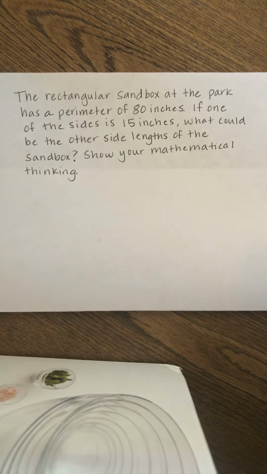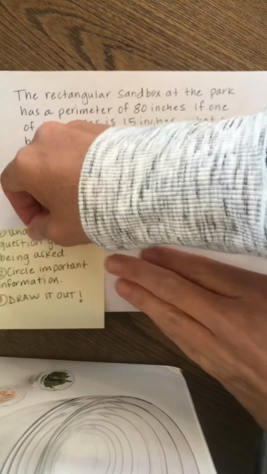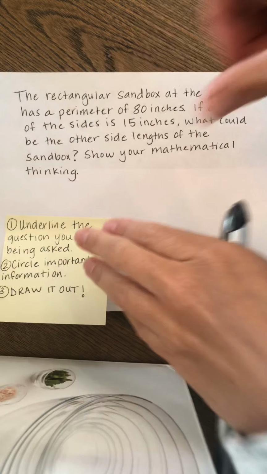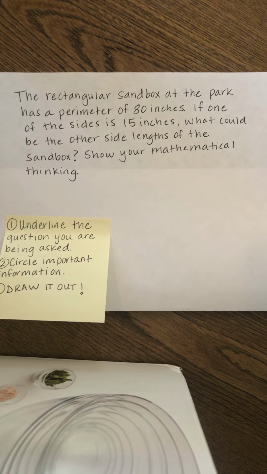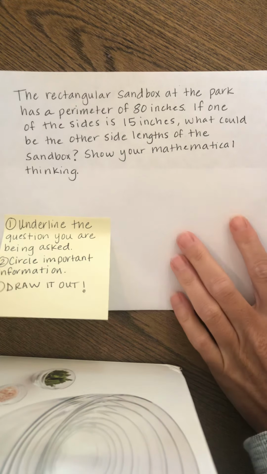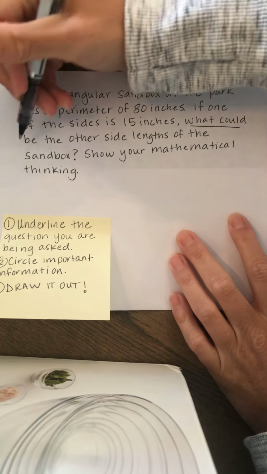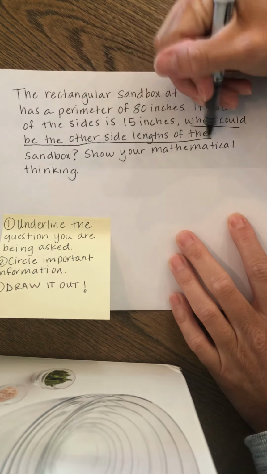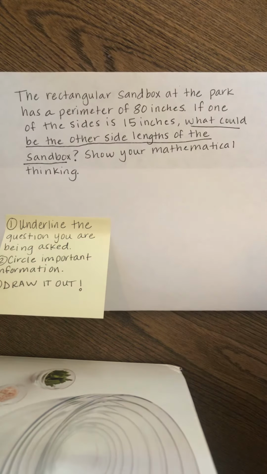The rectangular sandbox at the park has a perimeter of 80 inches. If one of the sides is 15 inches, what could be the other side lengths of the sandbox? Show your mathematical thinking. So guys, there are some things we can do to help us attack or solve a word problem. The first thing we can do is underline the question that we are being asked. So the question that we are being asked is, what could be the other side lengths of the sandbox, okay?